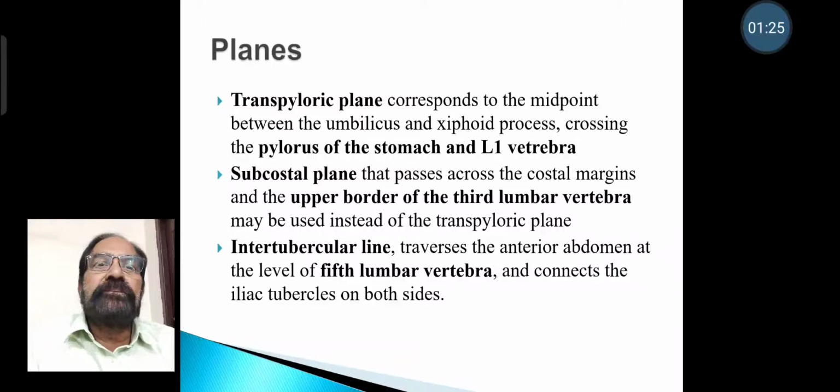Subcostal plane passes across the costal margins and the upper border of the third lumbar vertebra and may be used instead of the transpyloric plane. Intertubercular plane or transtubercular plane traverses the anterior abdominal wall at the level of the fifth lumbar vertebra and connects the iliac tubercles on both sides.